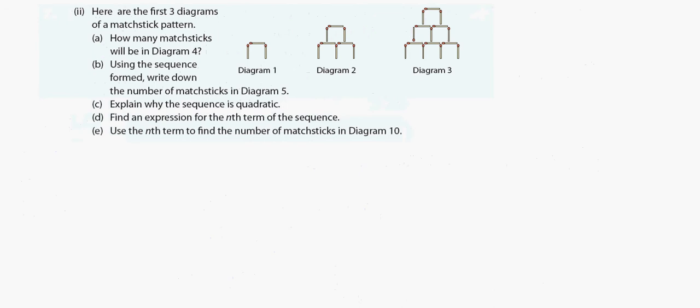Okay, next one. Here are the first 3 diagrams of a matchstick pattern. How many matchsticks will be in diagram 4? So let's count. 1, 2, 3. Then 1, 2, 3, 4, 5, 6, 7, 8. The first two is 8. Then we have 9, 10, 11, 12, 13, 14, 15. So we have 3, 8, and 15.